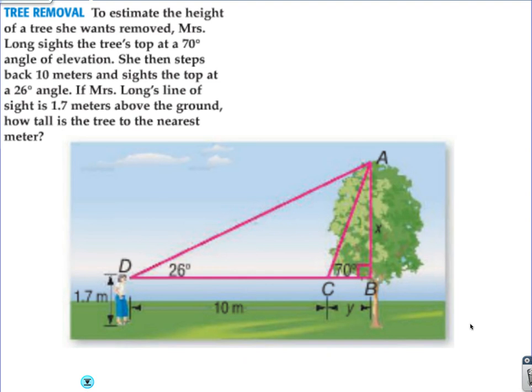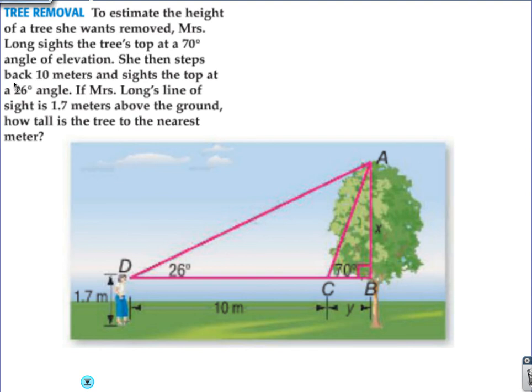Here's what she's doing. When she stands here, looking up, her angle of elevation is 70 degrees. Then she steps back 10 meters and sights at a 26-degree angle. If Miss Long's line of sight is 1.7 meters, that is, 1.7 meters from the ground to her eyes, how tall is the tree?